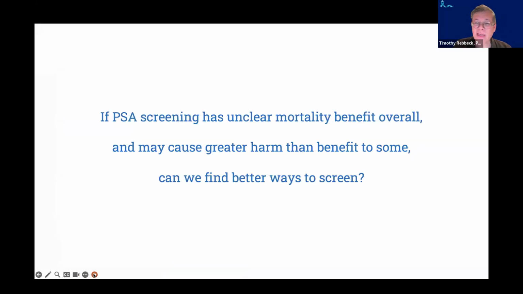So if PSA screening has unclear mortality benefit overall, or it's not completely clear how much benefit it may have or in what groups, and may cause greater harm than benefit to some, can we find better ways to screen? And the answer, I think, is yes. But what you'll see in what I present is that there are costs associated with improving the way we screen by risk stratification.